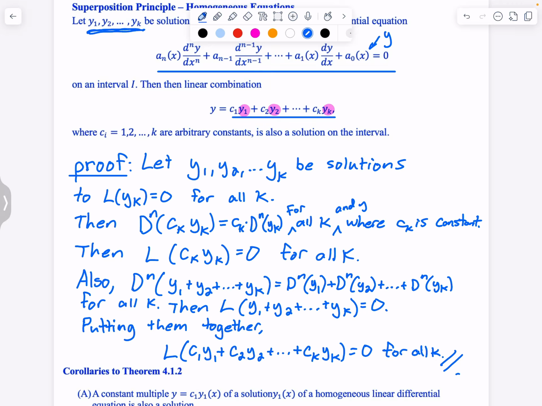And then I also know when I have a polynomial, like x squared plus 3x plus 5, you do the derivative of each one separately. And then that's our answer. That's what we're saying here. That works here also for L, the left side of the differential equation.